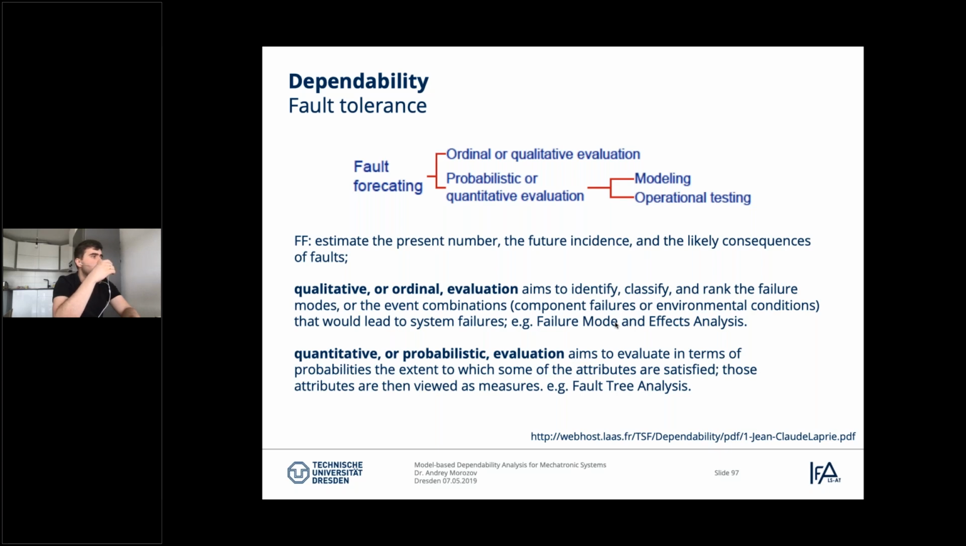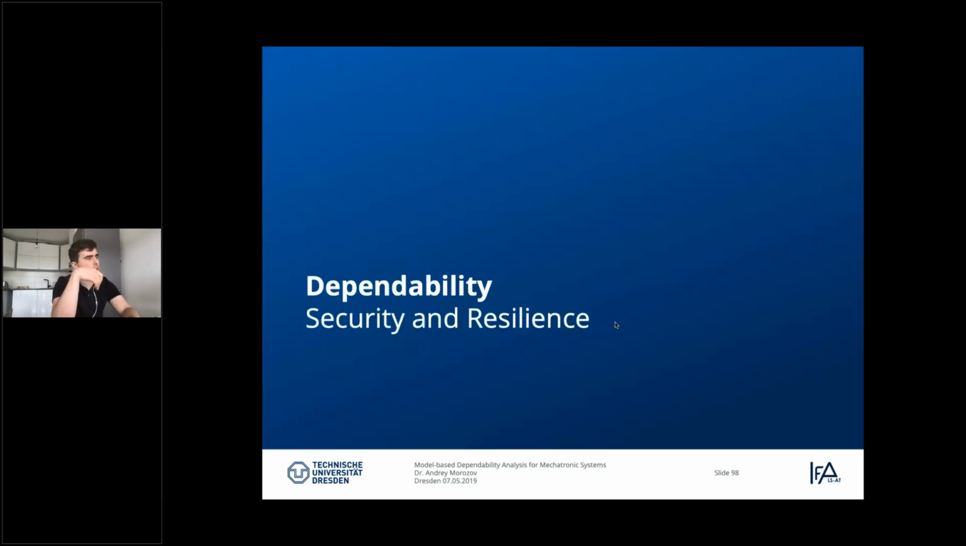There are different kinds of methods for how we can do fault forecasting, and some of them we will cover later, like failure mode and effect analysis and fault trees. We will cover them in other lectures. Now, let's talk about two other things that are connected to dependability but are not dependability. I'm talking about security and resilience.